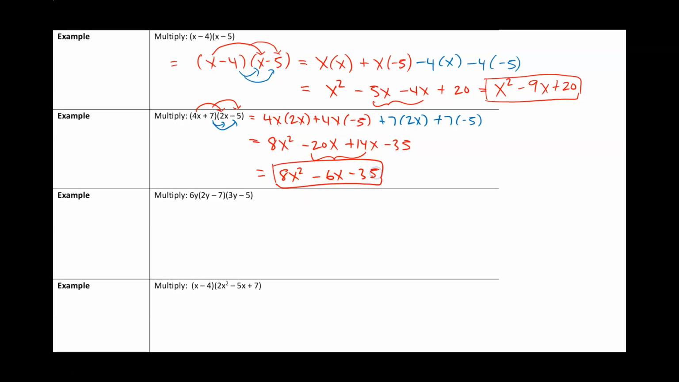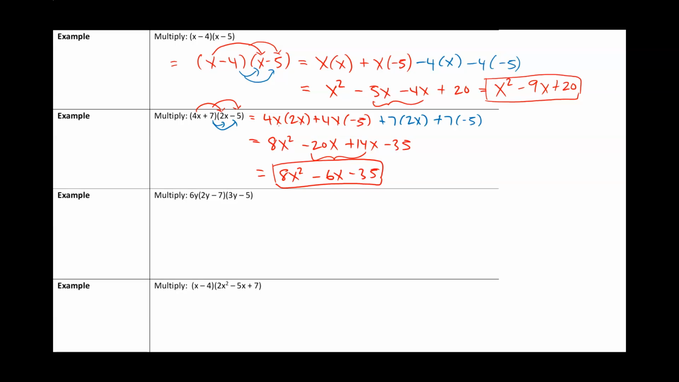Now if you do it mentally, you can just say 4x times 2x is 8x squared. 4x times negative 5, that's negative 20. 7 times 2 is 14, so negative 20x and 14x is negative 6x. 7 times negative 5 is negative 35. However, I always recommend showing your work and writing it out.